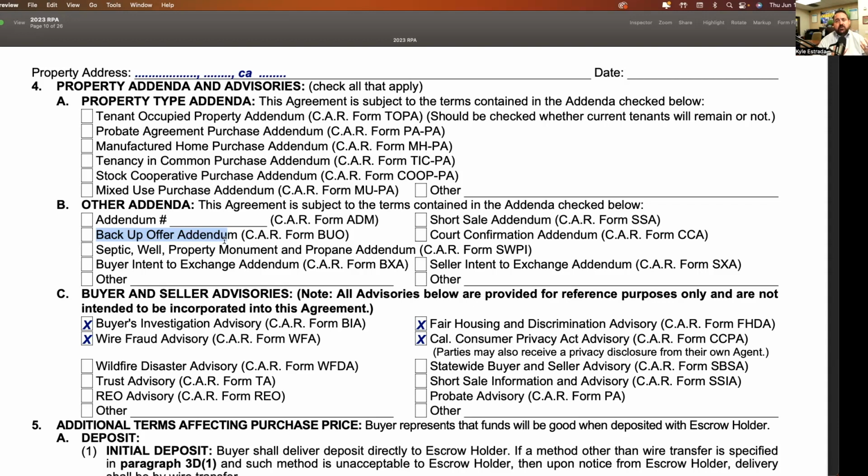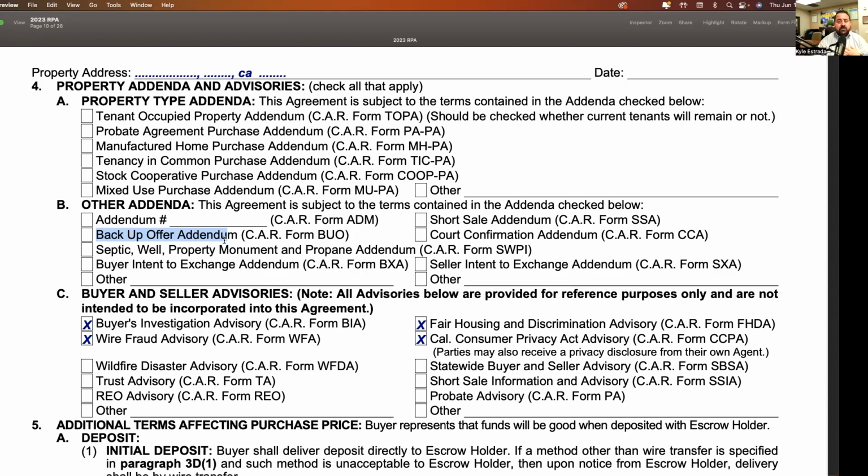And the trust advisory, what it does is it just explains what the entity seller is responsible for and what they're not required to provide, right? That they don't have to give you a TDS, that they don't have to give you an SPQ, that they're only required to provide the lead-based paint, the NHD, and an exempt seller's disclosure. And the same thing goes for the REO advisory, what they're required to provide to you and what they're not required to provide to you. That's what those advisories are.